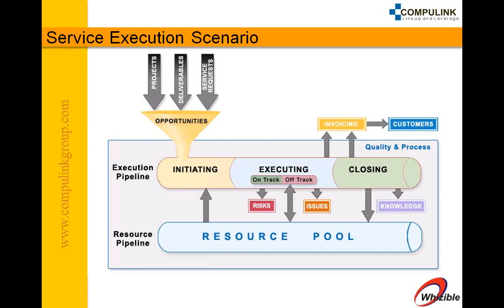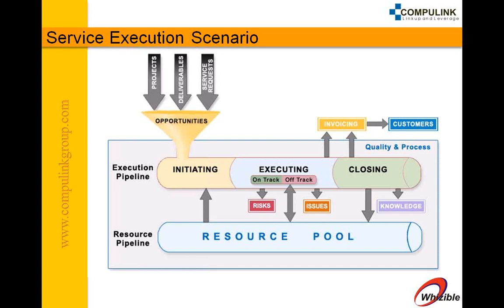And this work actually originates in the form of opportunities, which could be projects or deliverables or service requests coming in from prospects. As these projects or deliverables materialize into contracts, we begin with initiating the project. The project initiation happens by assignment of resources from the resource pool. When resources are assigned, work begins on the execution side. As work begins, we then enter the execution or executing phase.